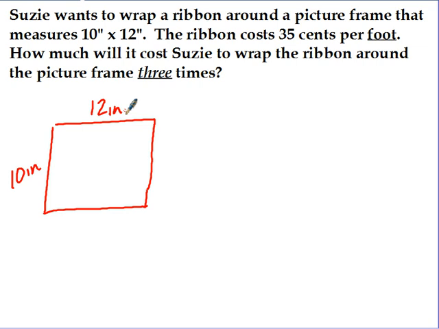So you can do this one of 2 ways. The dimensions that they gave us are in inches, but the cost is in feet. So you can either change the cost to be per inch, or you could change the inches into feet. It's up to you. I'm going to change the inches into feet. So 12 inches is equal to 1 foot. 12 divided by 12 is 1. And then 10 divided by 12 is 0.83 repeating.